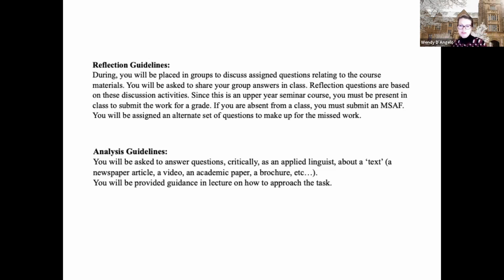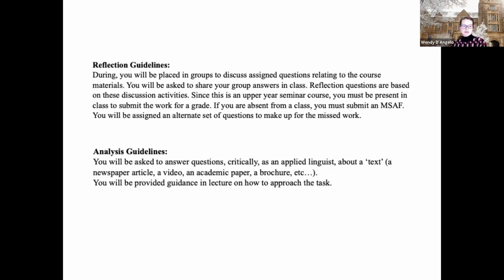If you are absent from the class, you must submit an MSA. Absence means you're not on Zoom and you're not in class and you're not participating in the work in some way, okay? Because there are really only 5 of these to submit. The first one is really individual, and as I said, you have until Sunday to do that. So you don't have to worry about the group element. You will have a chance to talk a little bit today, but you can do it on your own.